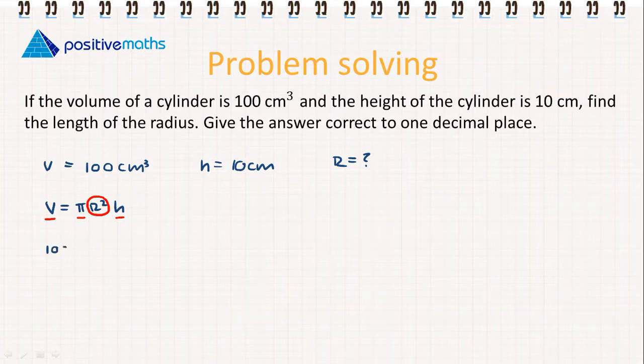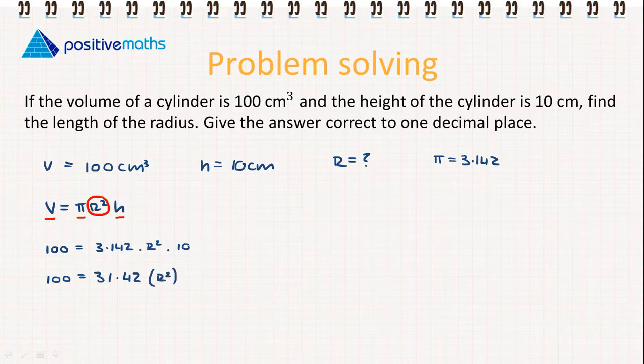So we have the volume is 100 centimeters cubed. Pi, they don't tell us what to use, so we're going to use pi is equal to 3.142. We're looking for the radius squared, so we'll just leave that as it is. And then our height is 10 centimeters. Now we're just going to simplify and solve for r. So one step at a time. We have 100 is equal to 31.42 by r squared. So r squared is going to be equal to 100 divided by 31.42.